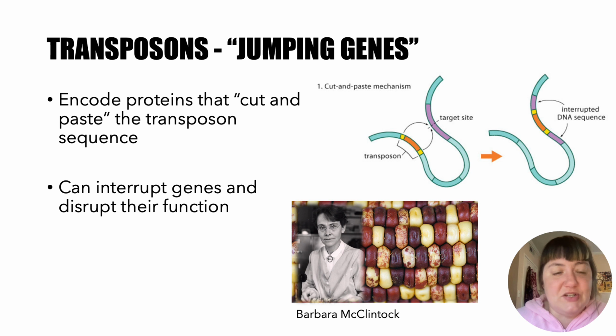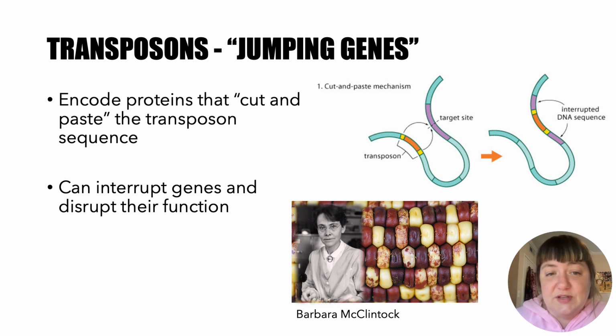And then I have to mention transposons, because these are those transposable elements that I mentioned make up a lot of the non-coding region. The reason I want to mention them is because they can actually be mutagens themselves, because the transposon sequence encodes a protein that cuts and pastes the transposon to a different part in the genome. So they've also been called jumping genes for this reason.